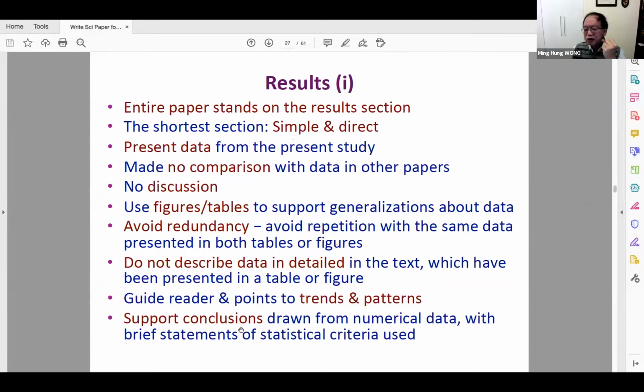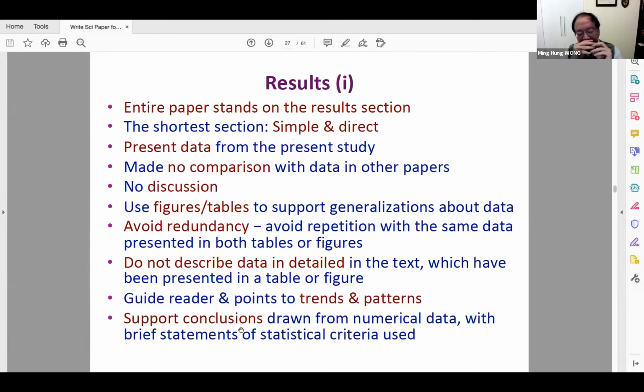Now, results. Results obviously are very important because the entire paper would stand on the results section. But the results section is usually simple and direct. So you only present the data you obtain from the present study and try not to make any comparison with data in other papers. So in the results section, there should not be any discussion included.